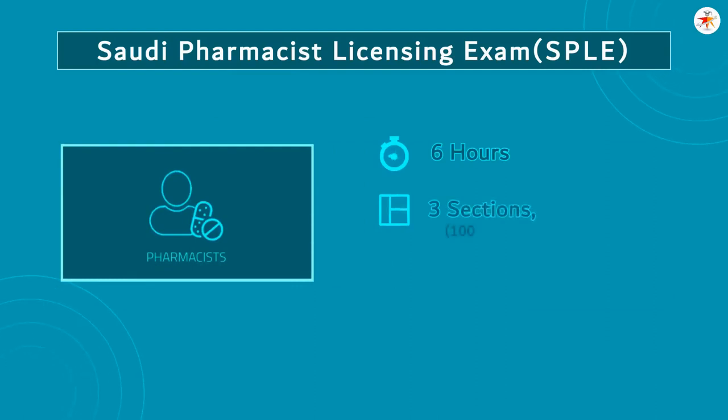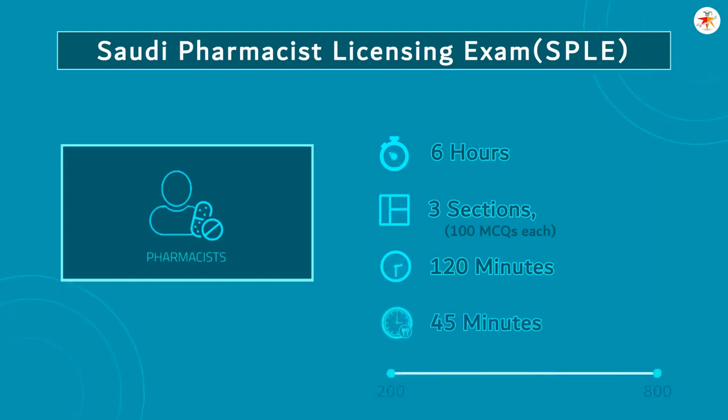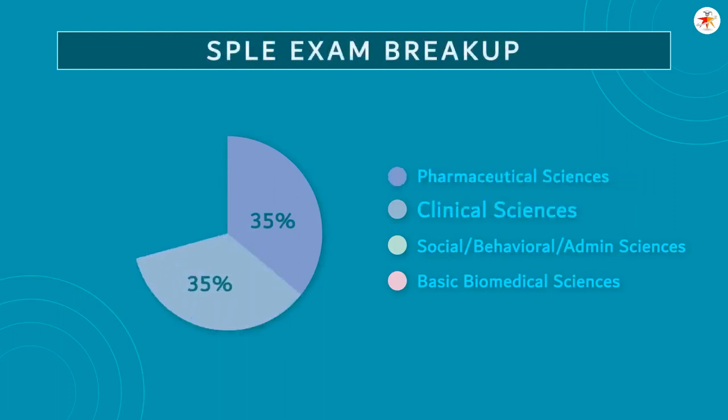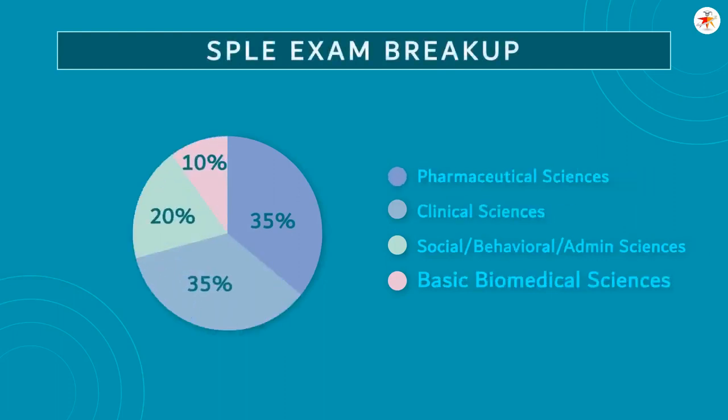Each section contains 100 questions, with a total of 120 minutes duration. You can take 2 scheduled breaks between Section 1 and 2, and Section 2 and 3, with a pooled total time of 45 minutes, to be divided between these 2 breaks, based on your preference. Passing score is 530 points, out of a scaled score ranging from 200 to 800 points. The exam contains the following percentage of questions from different topics in 4 major pharmacy content areas.